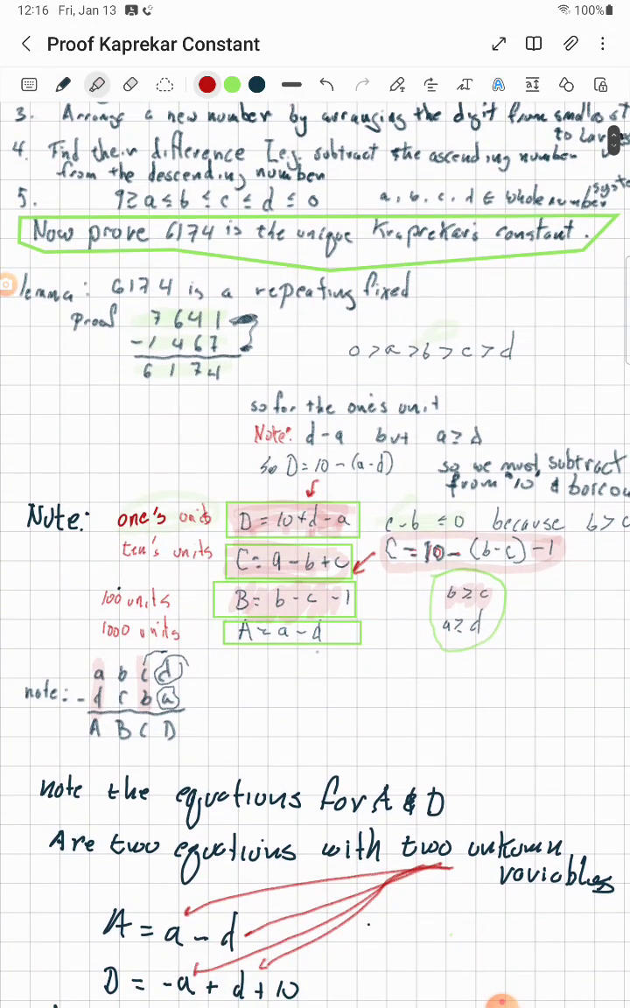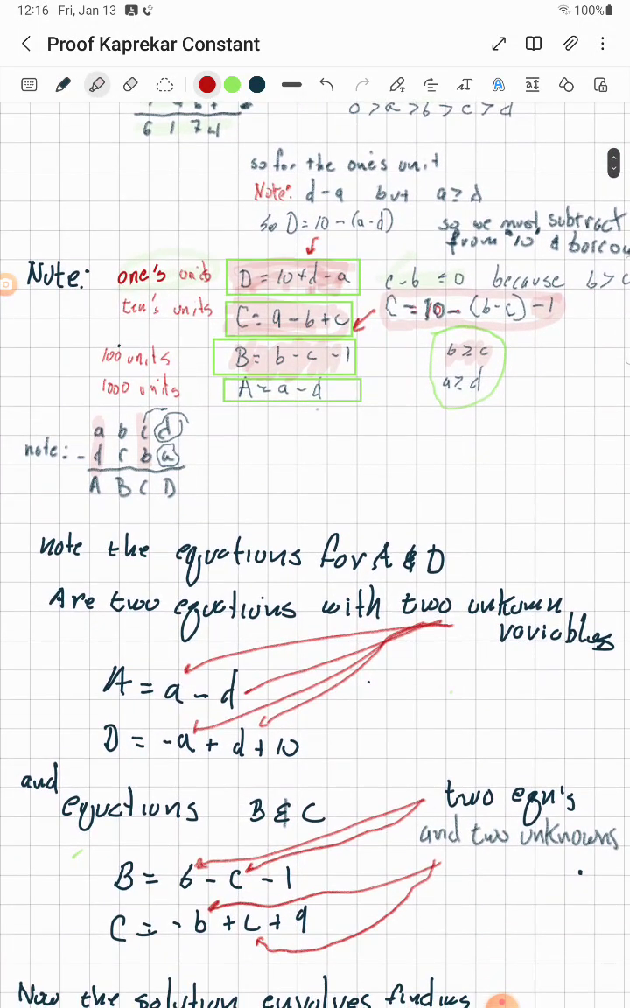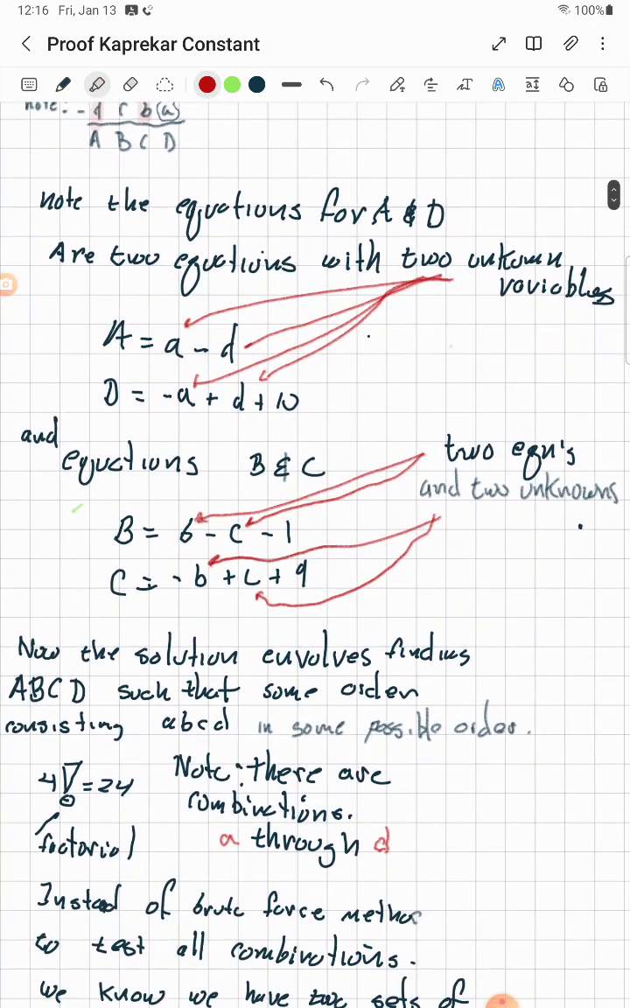And then what we got is, you can see here, capital A is little a minus D, and D is little a plus D plus A. So here you can see there are two equations, two unknowns, and then for the other equation we have B and C. So B, remember, we said was B minus C minus 1, right? And then C was the 9. So now this also has two equations and two unknowns.